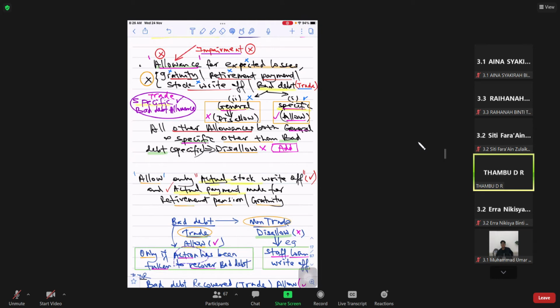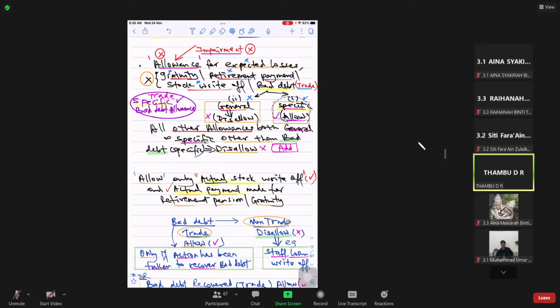But this one here is allowance. So specific bad debt allowance. The word allowance means anggaran. So any anggaran for general bad debt or general bad debt provision, peruntukan hutang lapuk, is not allowed. This is the khas or khusus, specific. Specific bad debt allowance, kita terima even though it is anggaran.